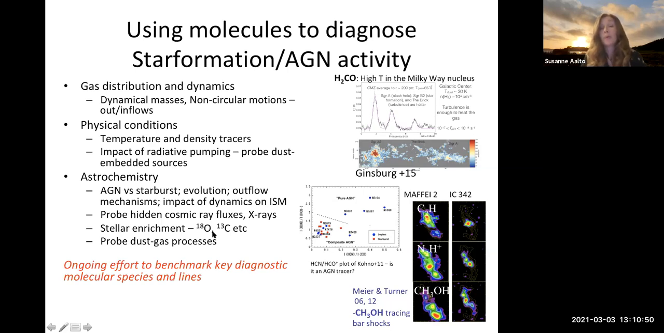And a very popular one for people who try to find buried AGNs is to use the HCN to HCO+ line intensity ratio, where an elevated HCN luminosity in relation to HCO+ is supposedly indicating the presence of an AGN. This interpretation is not uncomplicated, unfortunately. Very few things are.